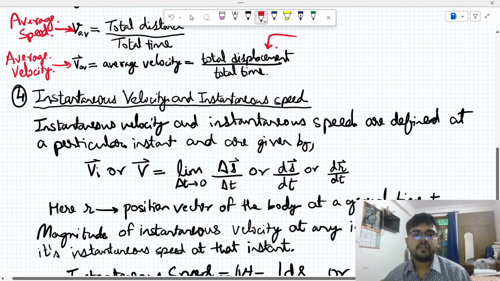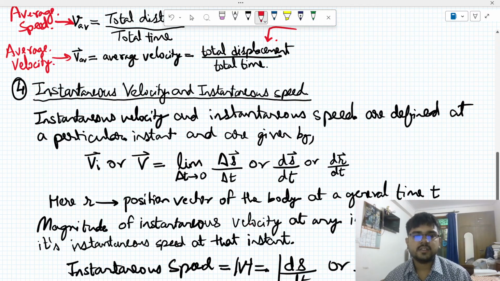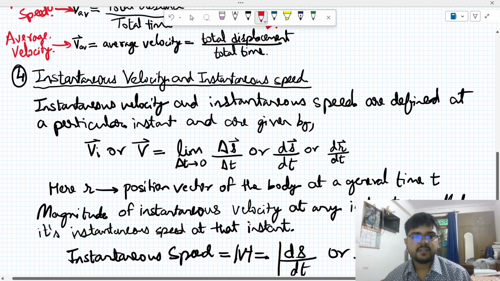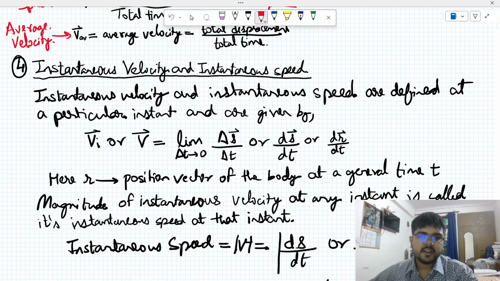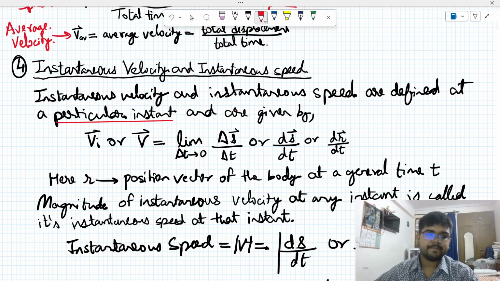Now moving on to instantaneous velocity and instantaneous speed. Instantaneous velocity and instantaneous speed are defined at a particular instant and is given by v vector equals limit delta t tends to 0 delta s vector by delta t, or ds vector by dt, or dr vector by dt. Here r is the position vector of the body at a general time t.